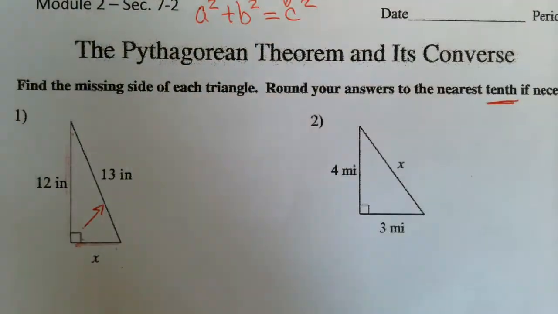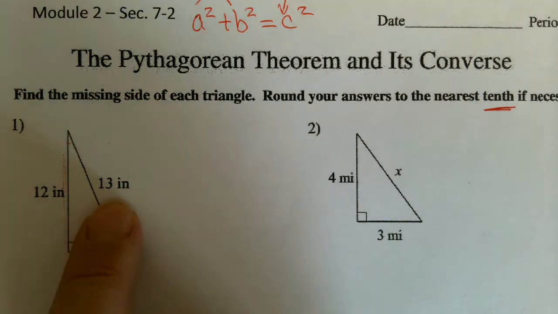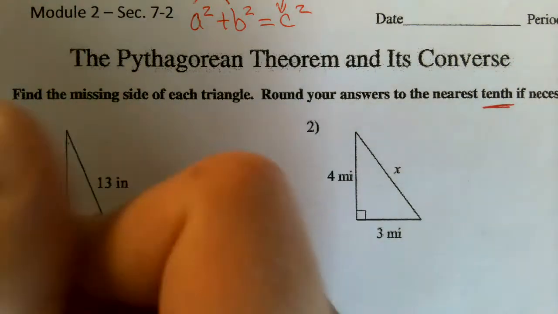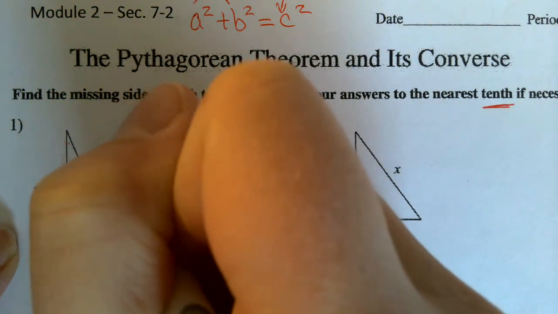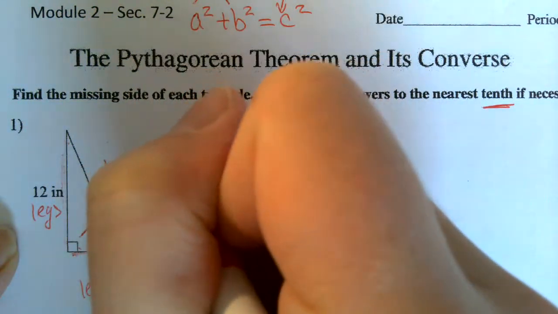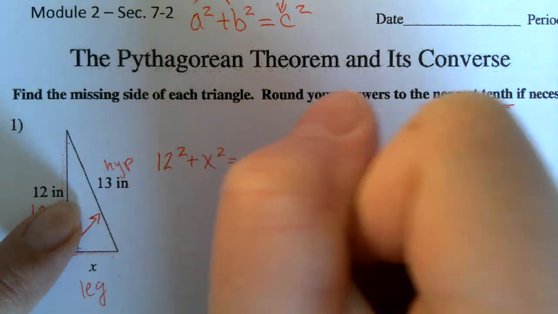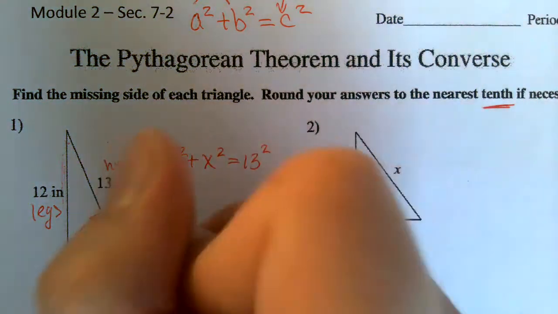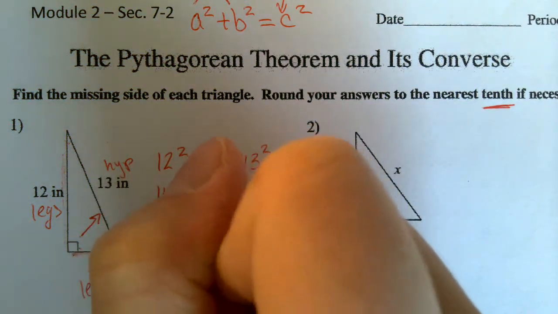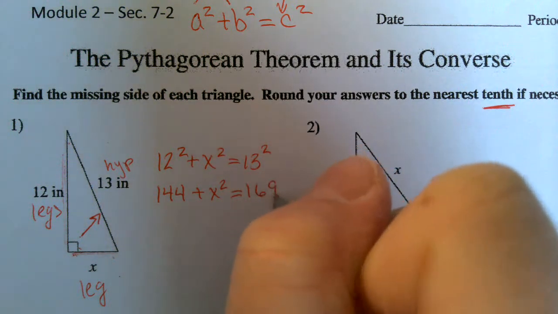So looking at number one, I feel like people just jump in and do 12 squared plus 13 squared. But these are the legs, right? And this is the hypotenuse. So it is going to be 12 squared plus x squared equals 13 squared. All right, so you've got your calculators out. You throw your numbers in. This would be 144 plus x squared equals 169.